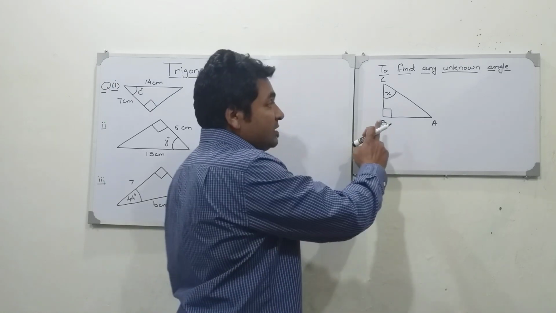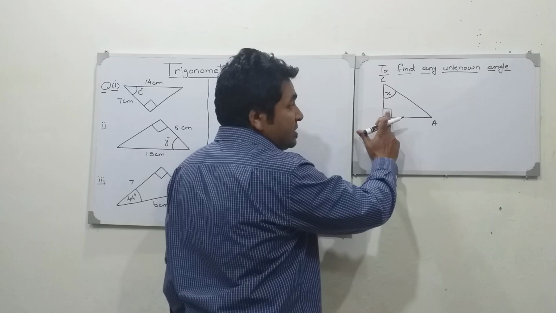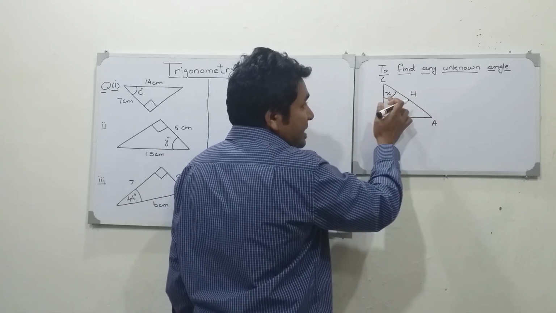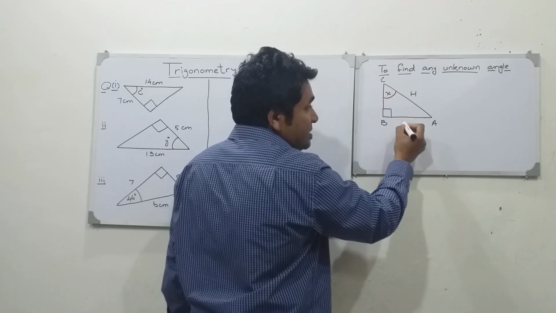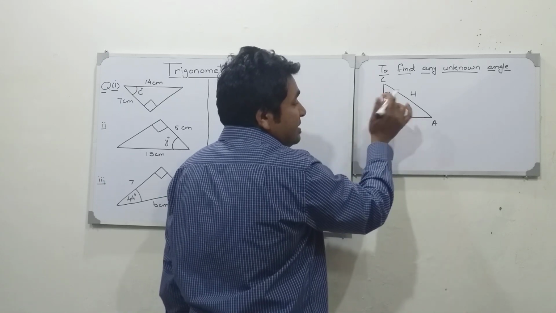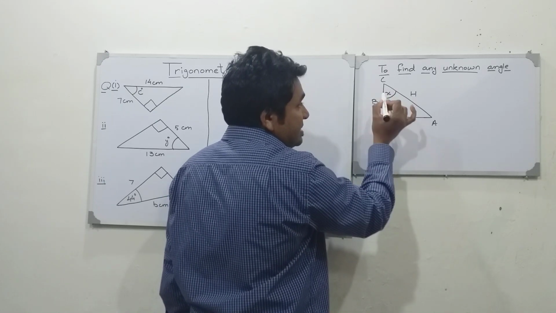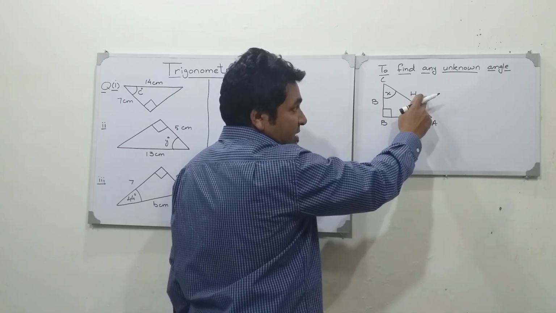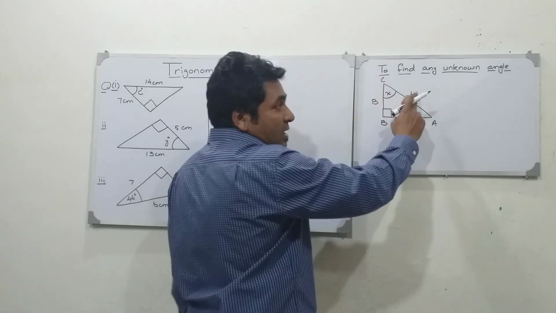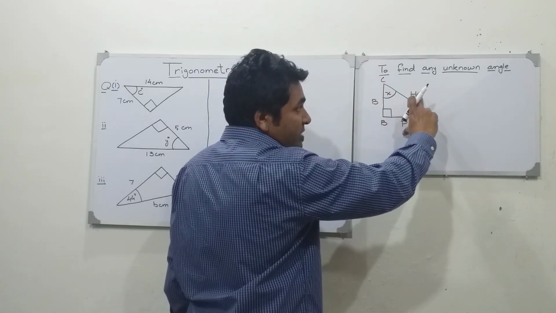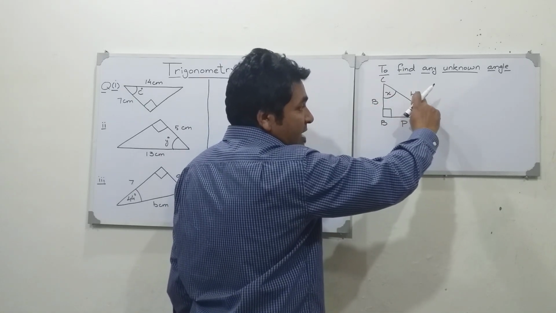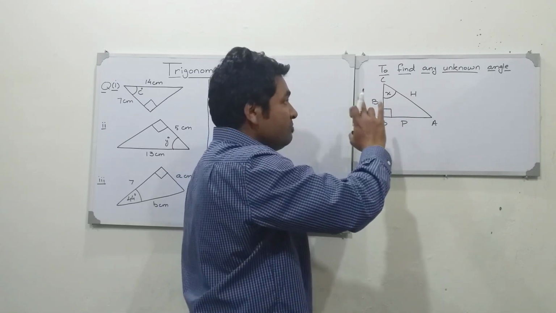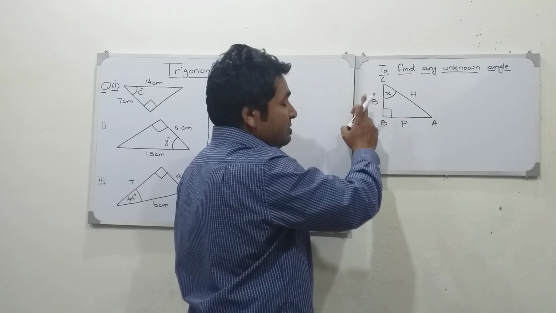You know that the side opposite to the 90 degree is called hypotenuse, and the side opposite to the acute angle is called perpendicular, and the remaining side is called base. So perpendicular and hypotenuse are two fixed sides. In Pythagoras theorem only hypotenuse is fixed, but in trigonometry there are two fixed sides, hypotenuse and perpendicular, and the remaining side we call base.